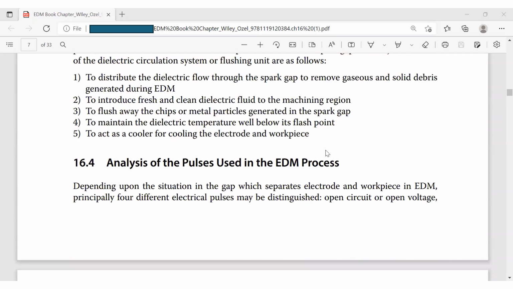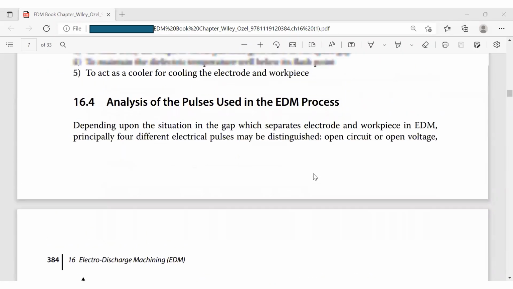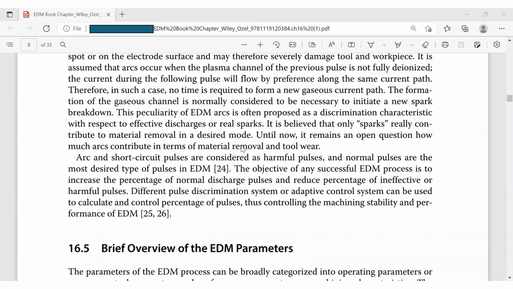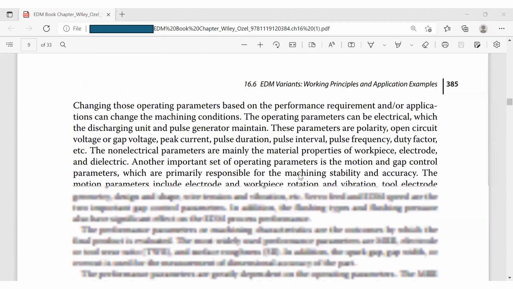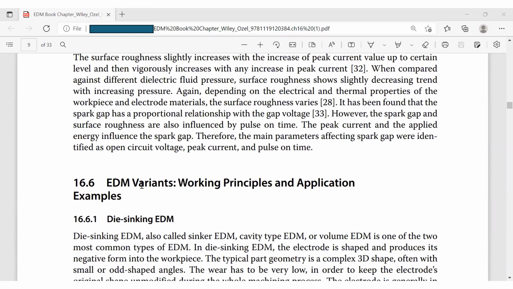Today we will talk about the analysis of the pulses used in EDM. This is the process. Today we talk about an overview of EDM parameters. What kind of parameters can you control? There are a lot of things. Then we talk about the EDM variants.